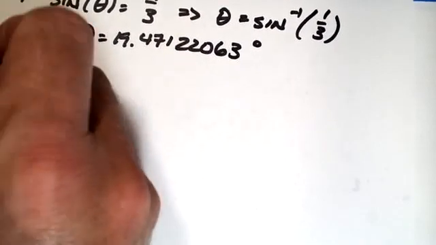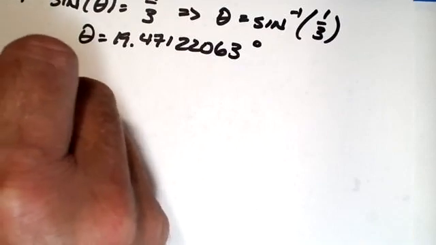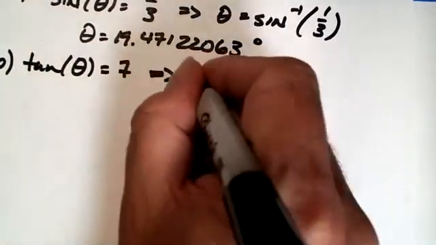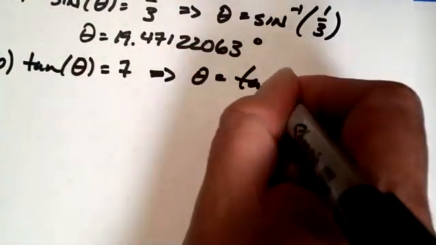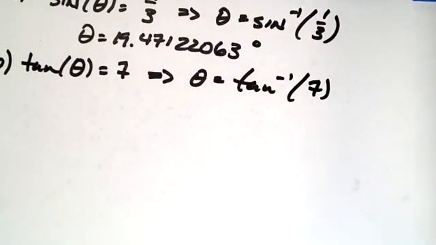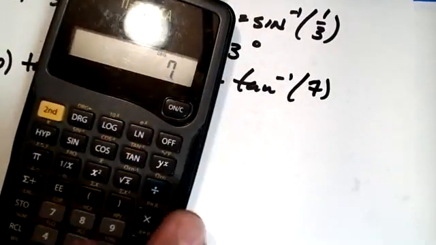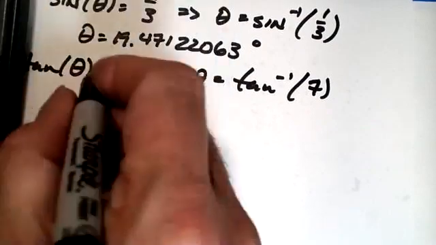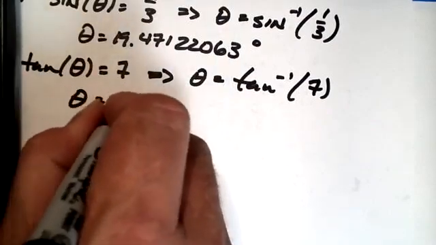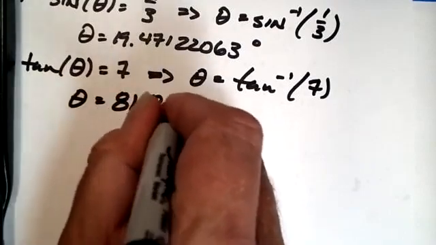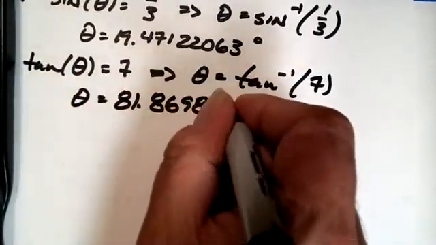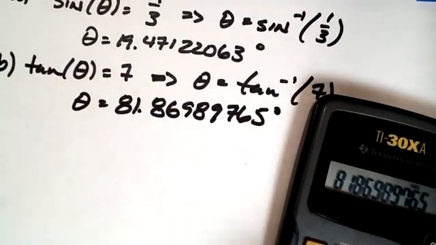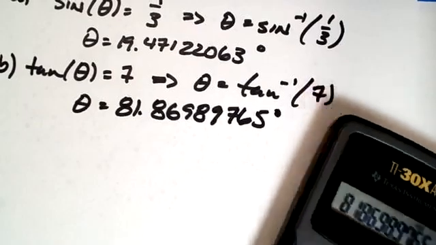What about tangent? Very similarly, tangent of theta equal to 7 implies that theta is equal to the inverse tangent of 7. Easy enough to do. We take 7, and then we take the inverse tangent. We get 81, so theta is equal to 81.86989765, etc. degrees. Okay, those were the easy ones.